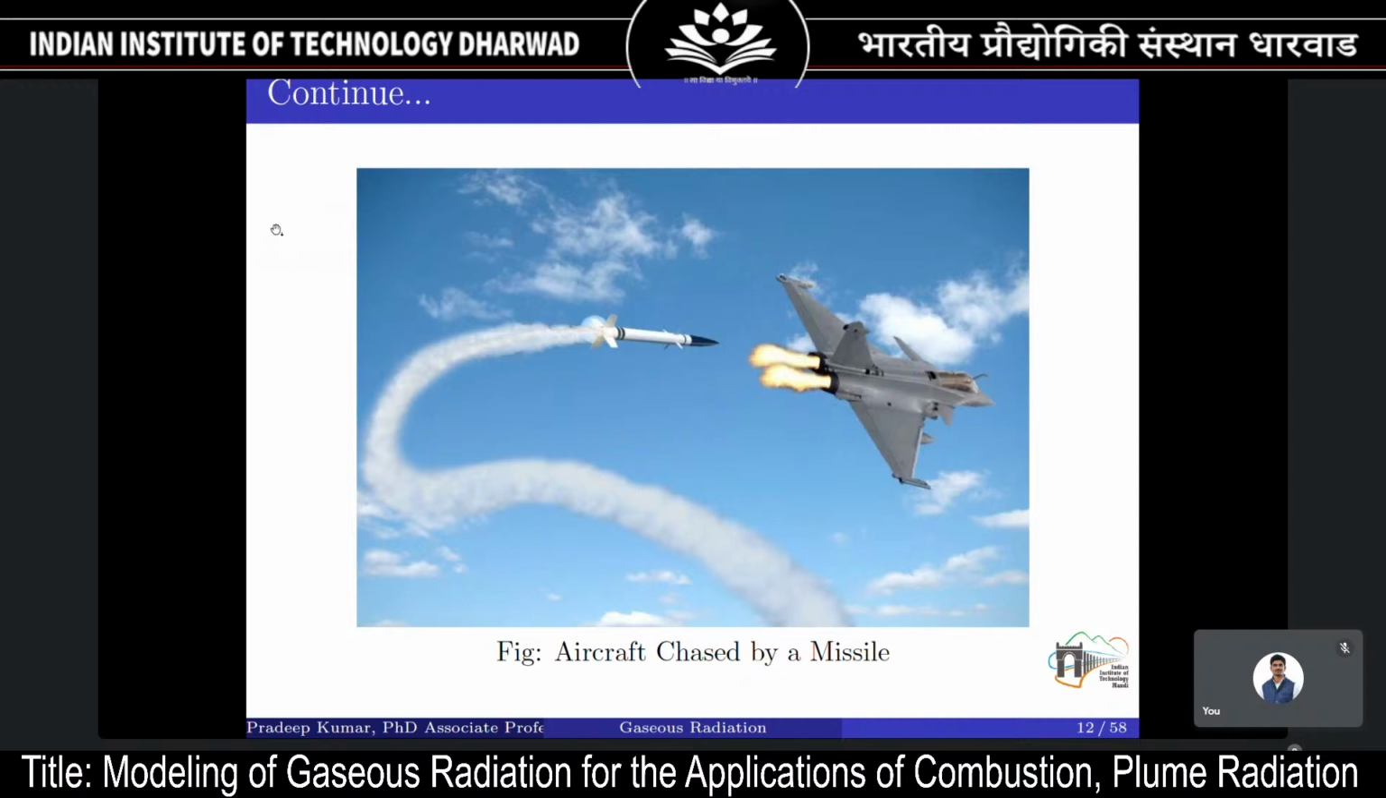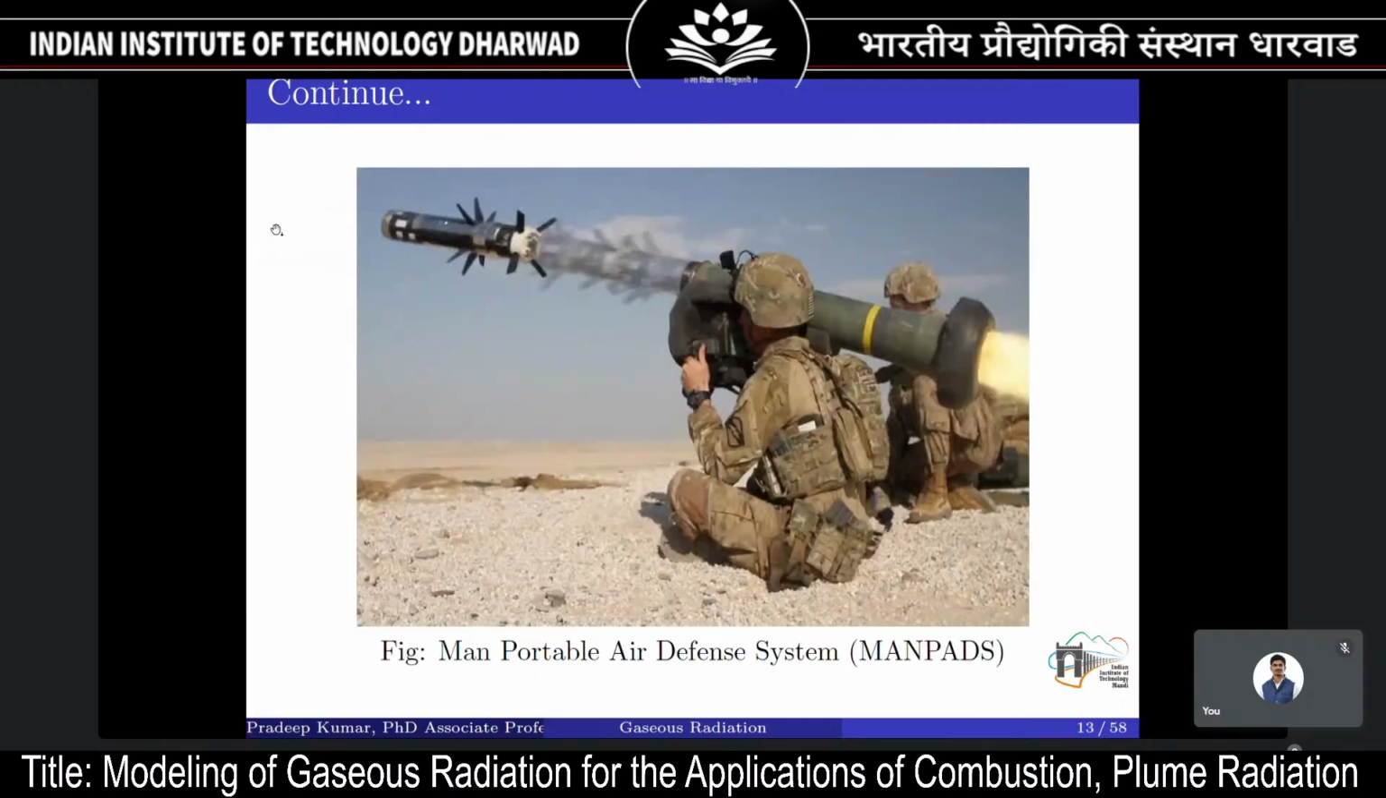And now with the advent of smart weapons, smart weapons have been invented, and one such weapon is the Javelin missile. You may have heard of this missile during the Ukraine and Russia war.